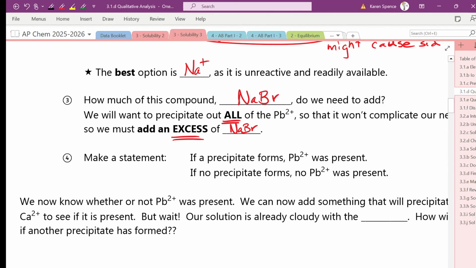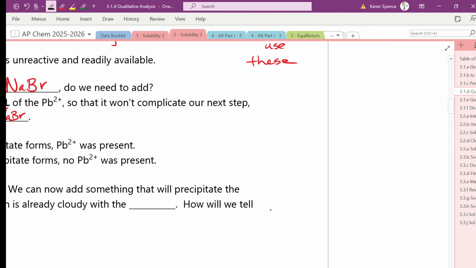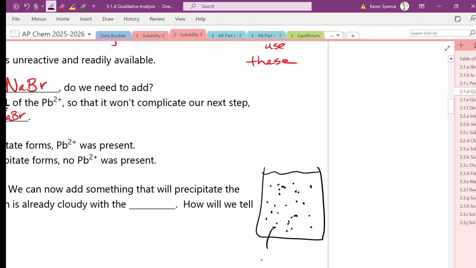Now we know whether there was lead or not. Now we can add something that will precipitate calcium to see if it's present. However, probably, if we did have a precipitate, this is our PbBr2. What does this solution look like now? It's cloudy. If I now add something to precipitate the calcium, will I be able to tell if it gets cloudier? No. So what do I need to do before I try and precipitate the calcium? We need to get rid of the solid.